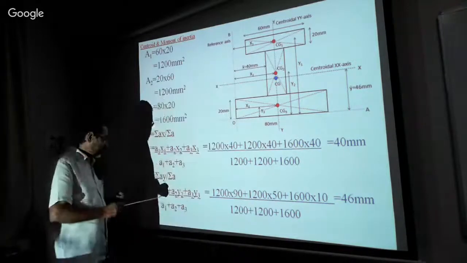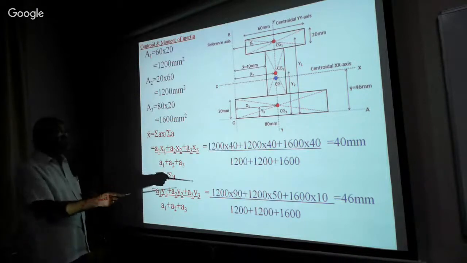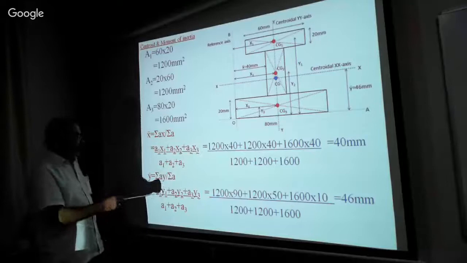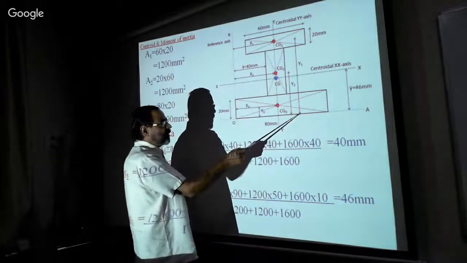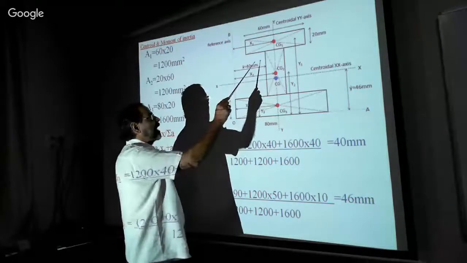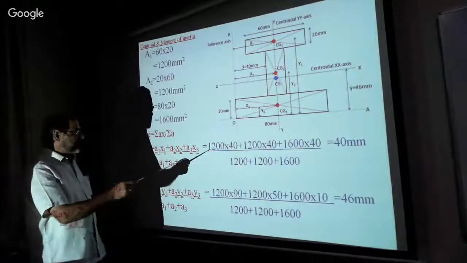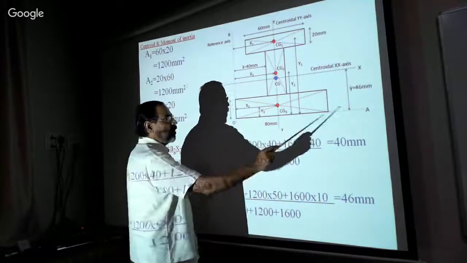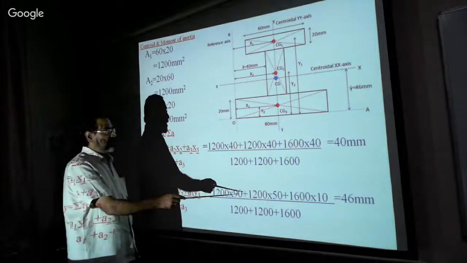Similarly, how to calculate the Y bar? Y bar is equal to sigma AY divided by sigma A. That is A1 Y1 plus A2 Y2 plus A3 Y3 divided by A1 plus A2 plus A3. A1 is the area, and Y1 is where it is located with reference to OA. A2 is the area, and Y2 is the distance of the centroid of figure 2 from OB. And A3 is the area of figure 3, and Y3 is the distance of its centroid from the OA reference. That is what we have written here, divided by A1 plus A2 plus A3. Just substitute this, and we will get the value of Y bar.